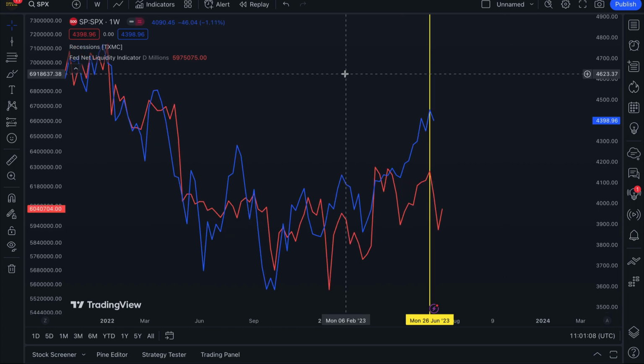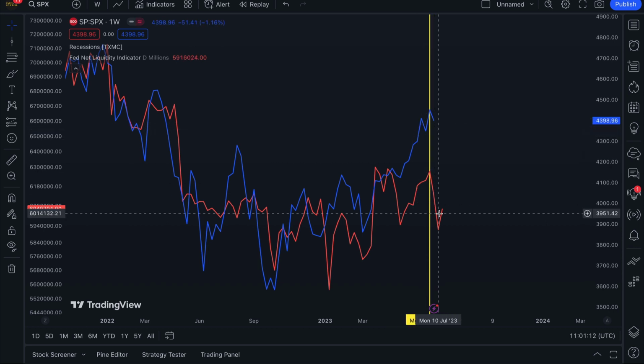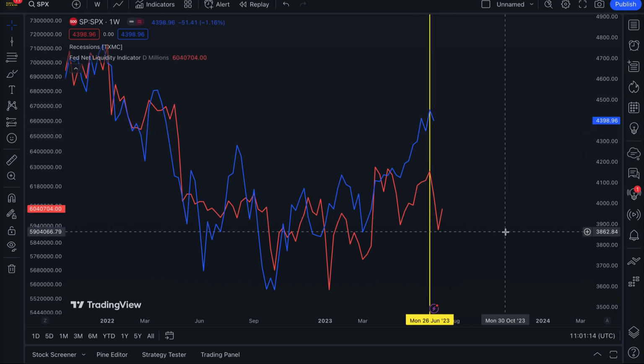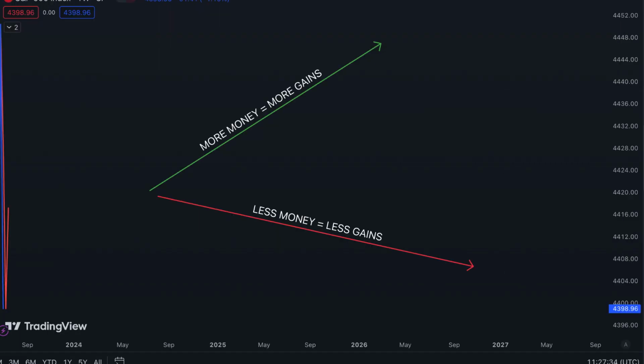Now, what we have in front of us today is the S&P 500, which is this blue line, and then we have the net liquidity from the Federal Reserve in the red line. The net liquidity is basically the amount of money in the markets that allows the markets to operate as smoothly as they do. Before we jump into the analysis of the charts, I want to cover the importance of market liquidity and why you need to understand it first.